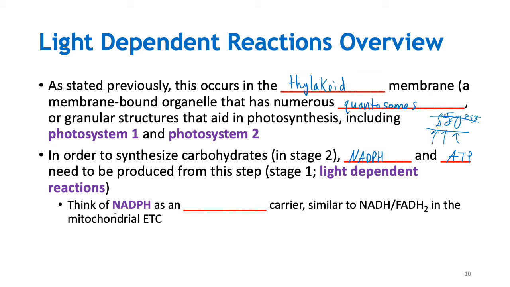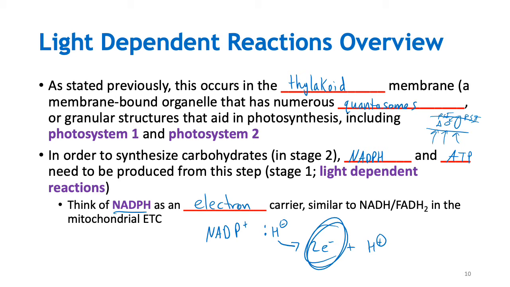I want you to think of NADPH as an electron carrier, similar to how NADH and FADH2 carry electrons in the mitochondrial electron transport chain. So remember, you can think of NADP plus 2 electrons and an H minus. Okay, now you can split that up into 2 electrons plus an H plus, and that's what I wanted to focus in on: a hydride essentially is 2 electrons. And then you can extract those 2 electrons to derive another proton, which can build a concentration gradient.